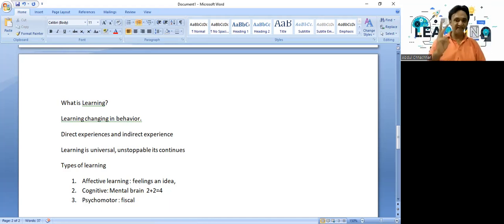Now, three types of learning. Affective learning, which is internal, or changes your feelings and ideas. Second is the cognitive, what you learn through your brain, like addition, multiplication, or science experiments and all these things. And the third is the psychomotor, which is related to your physical activities.